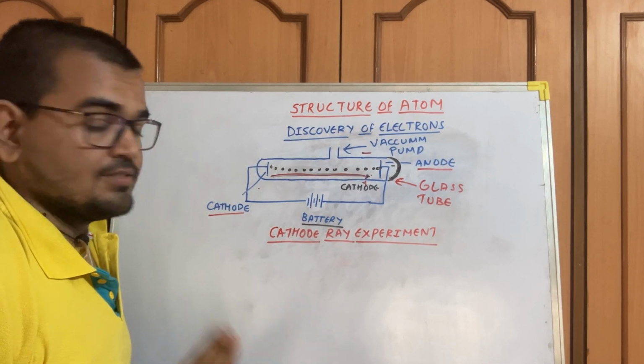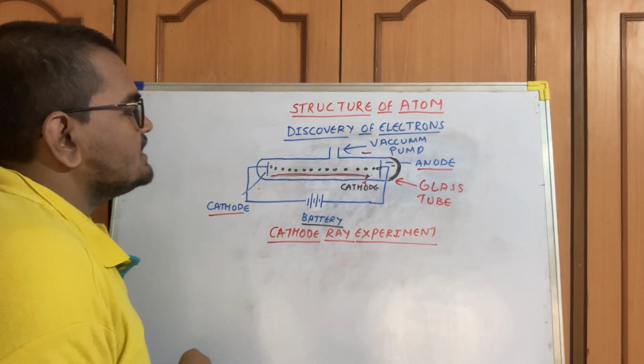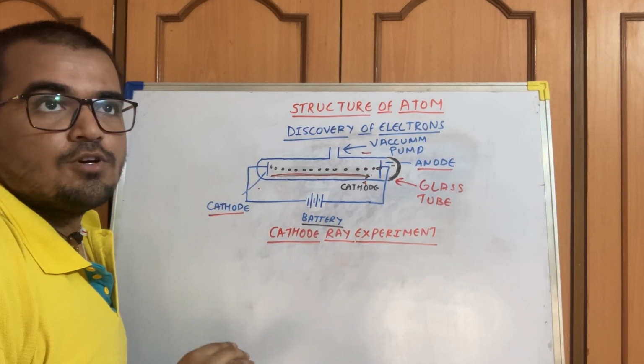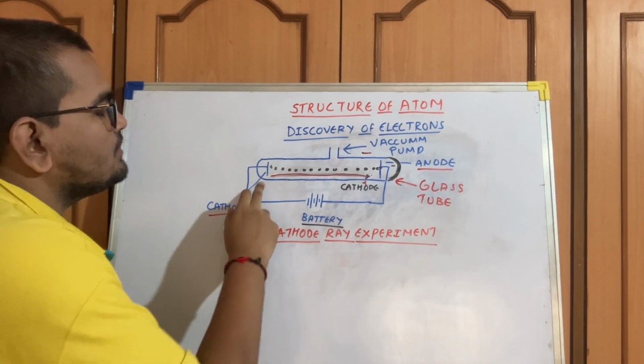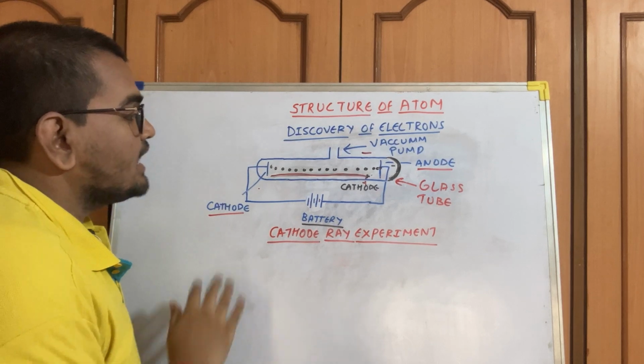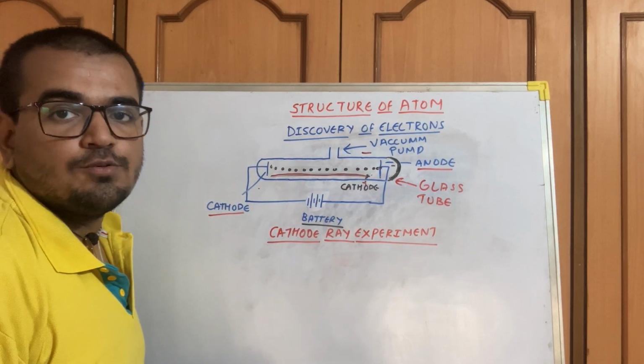known as electrons. So basically the cathode rays do not depend on the material of the cathode or anode or the type of gas inside the glass tube.